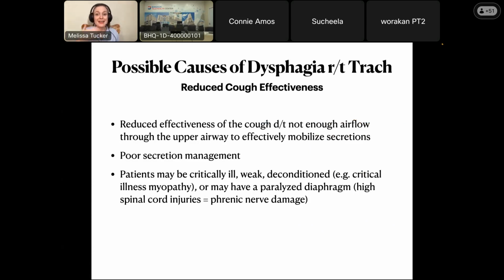They're often making a lot of extra secretions in a new trach because of mucosal irritation. And these may be patients, again, who are critically ill, weak, deconditioned, so those long ICU patients who have critical illness myopathy, or they may have a paralyzed diaphragm that impairs their ability to mount a cough. So again, factors that may or may not be related to the trach itself that increase the risk of dysphagia and aspiration in this patient population.